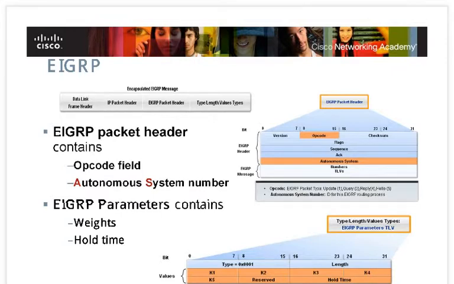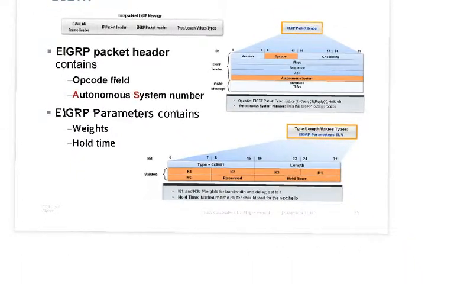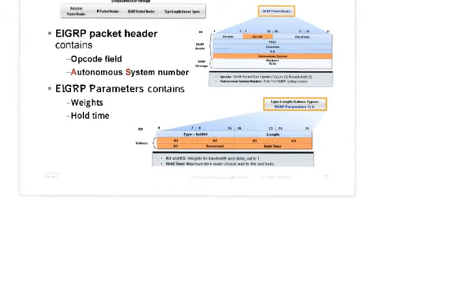The first 2 parts are straightforward, so we're not going to go through the data link layer header or the IP header, because these are discussed in 455, and we're not going to discuss that here. So what we need to discuss here is the EIGRP packet header and what we call the TLV, or the type length value header.